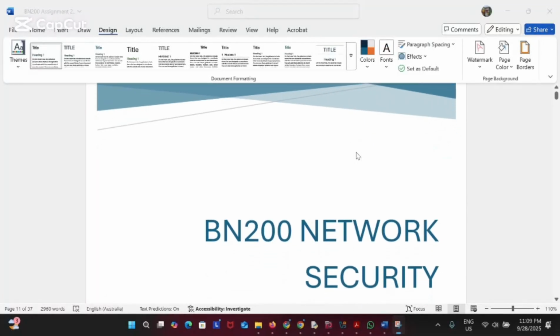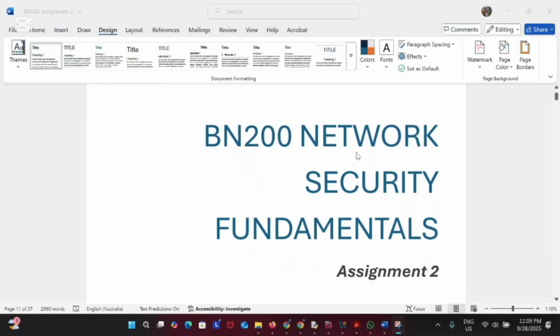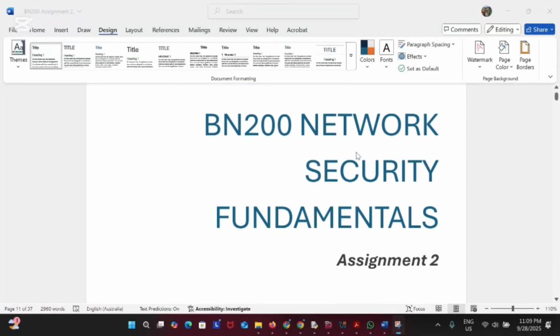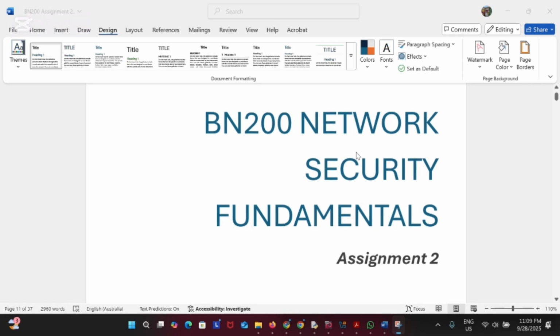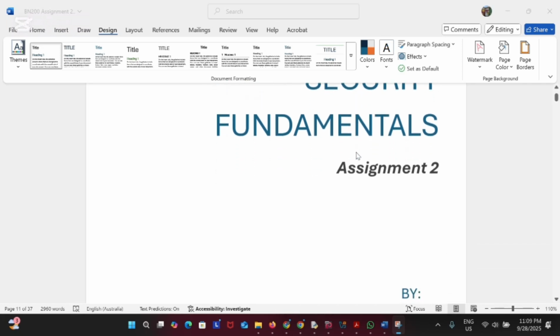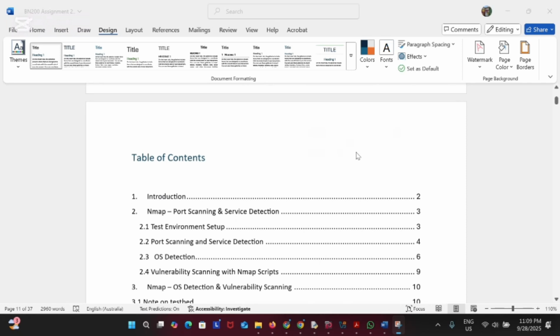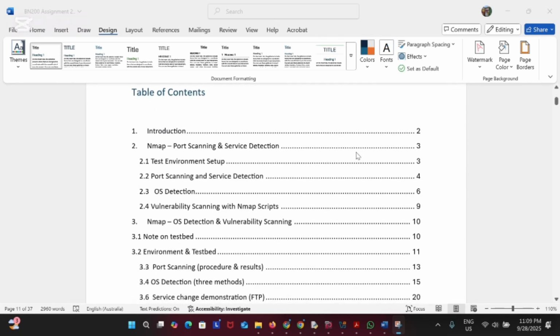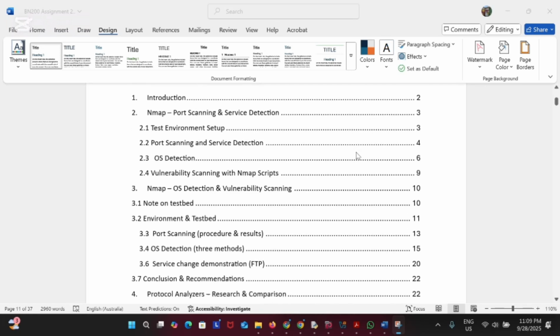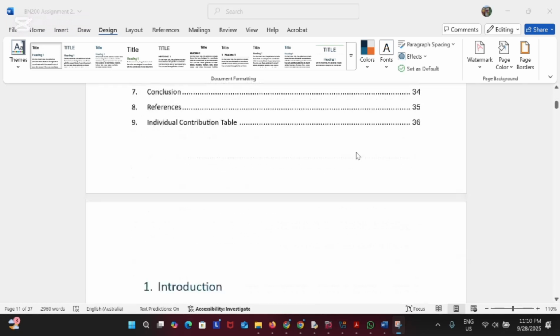Hello everyone, I am Srishti and I will be presenting the first part of our network security assignment focusing on Nmap port scanning and service detection. Today I will demonstrate how we used Nmap to discover running services, perform version detection and identify potential security vulnerabilities in our test environment. After my section, my teammate Bhavana will continue with the remaining section.